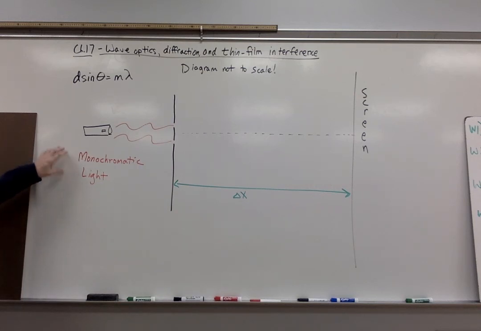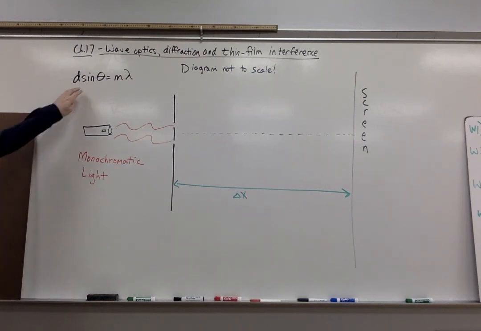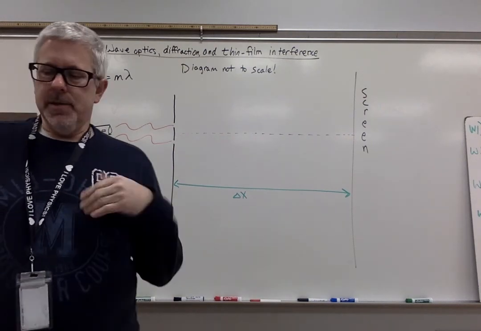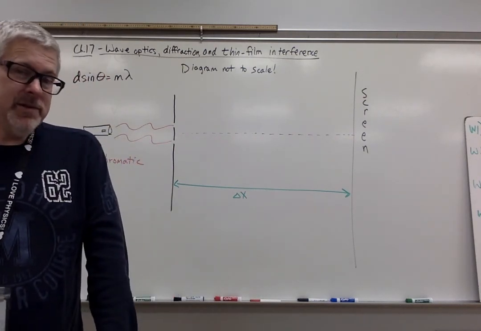The key thing with diffraction is that we need to be able to make mathematical predictions using this formula that was mentioned earlier. I need to have monochromatic light. What does that mean? It means it's one wavelength of light. So we would use something like a laser.